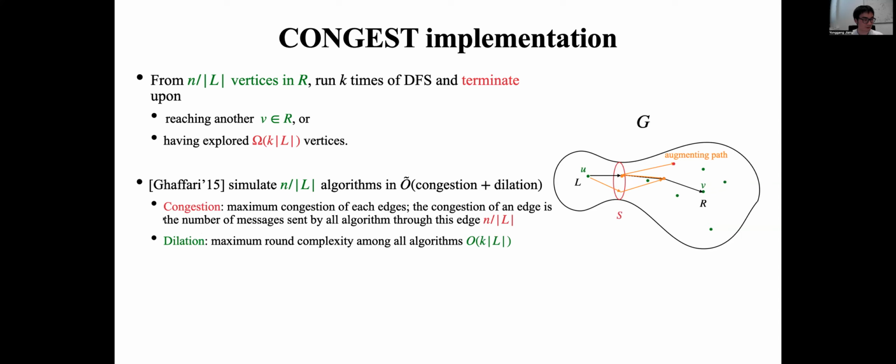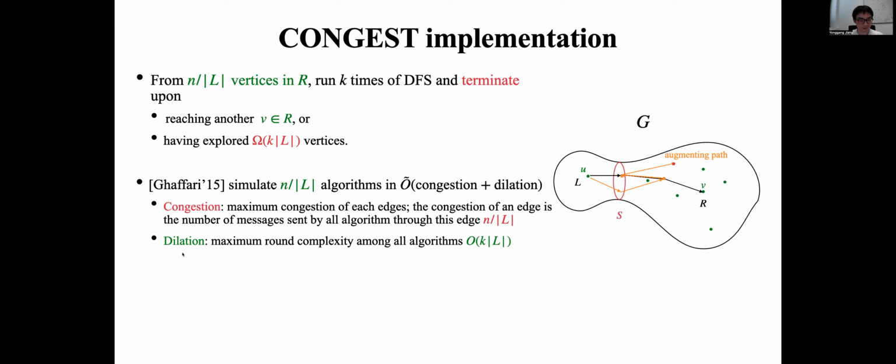So for those who are not familiar with these concepts, the congestion is the maximum congestion of each edge, where the congestion of an edge is defined as the number of messages sent by all algorithms through this edge. So in our case, it's n divided by L because for any edge, each node in R will run this DFS and send a message at most a constant number of times through this edge. So if you have n divided by L vertices, the congestion will be n divided by L.